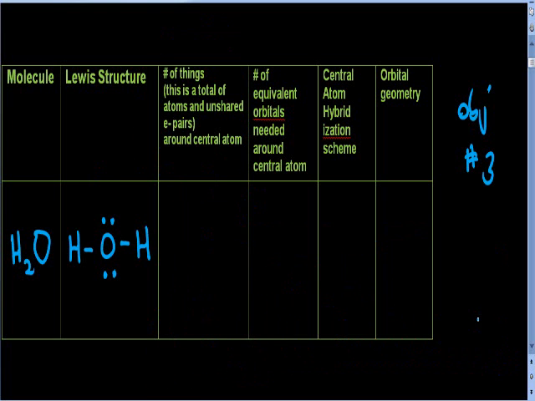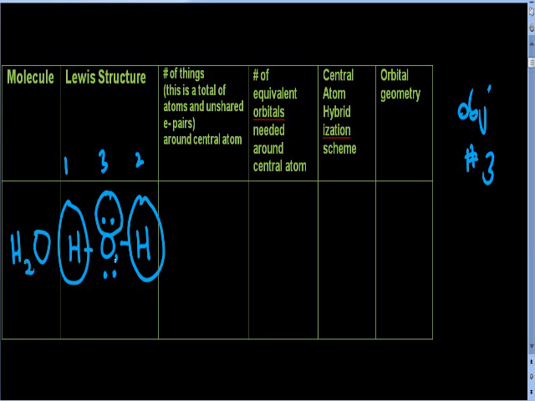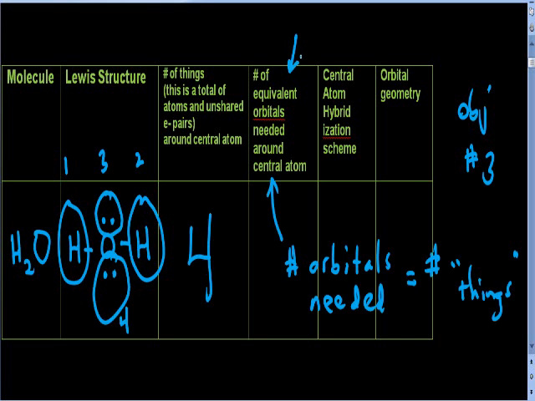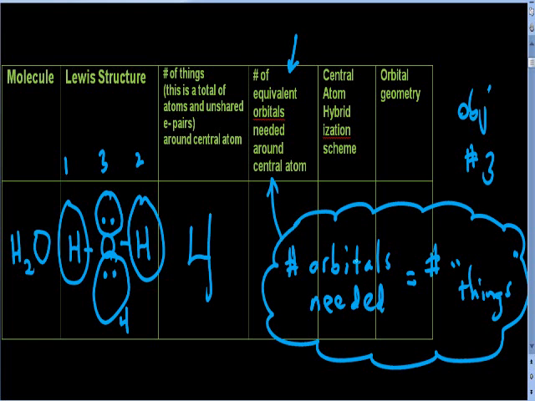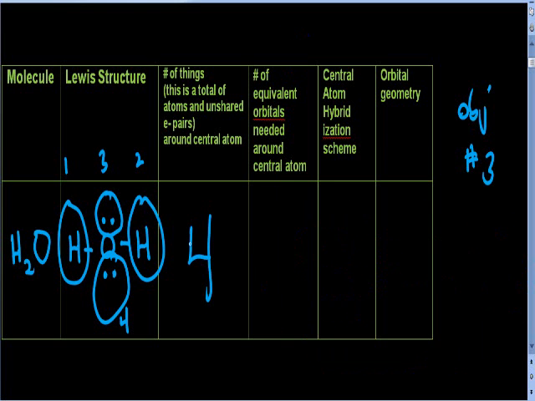If we look at our water molecule Lewis structure, we have a hydrogen atom that's one thing, a second hydrogen atom that's two things, we have an unshared pair of electrons, that's three things, we have another unshared pair of electrons, that's four things. The number of things attached to our central atom in water is 4. Our next step is to find out how many equivalent orbitals we need around the central atom. The number of orbitals needed is equal to the number of things attached to the central atom. So in this case, our number of things is 4, the number of orbitals we need is also 4.